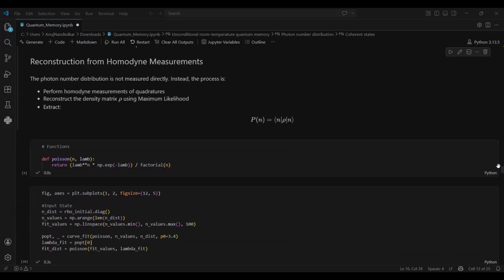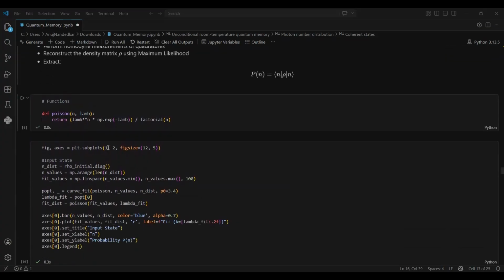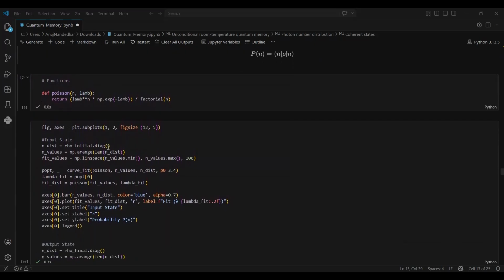So coming to our code. First, we define a function called Poisson, which takes in two parameters n and lambda, and it returns the Poissonian probability. Now in the next part, n distance is an array which contains the diagonal entries of our initial density matrix, and n values is simply an array of the length n distance. This is basically our photon number axis for the plot.